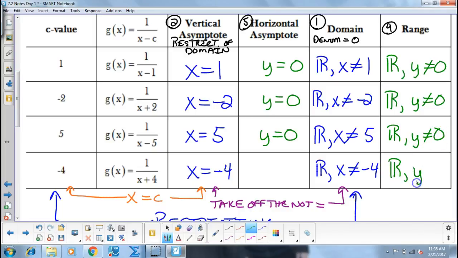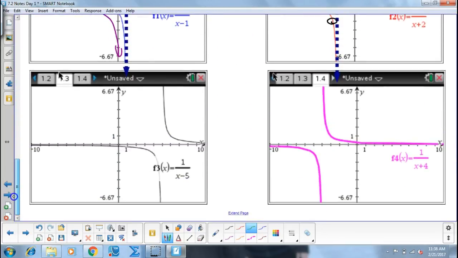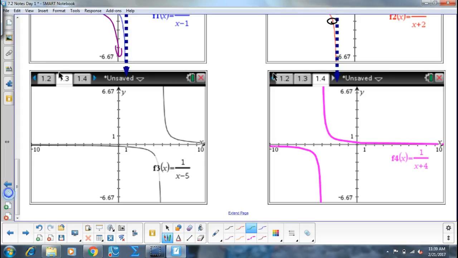See the pattern yet? For all of those, the range is just all real numbers but can't be 0. Later on this week, we'll adjust that so that your horizontal asymptote isn't always y equals 0. But the default horizontal asymptote is y equals 0. Just like the default, if it was just 1 over x, then x equals 0 would be our vertical asymptote. Today and tomorrow, we're moving around that vertical asymptote.